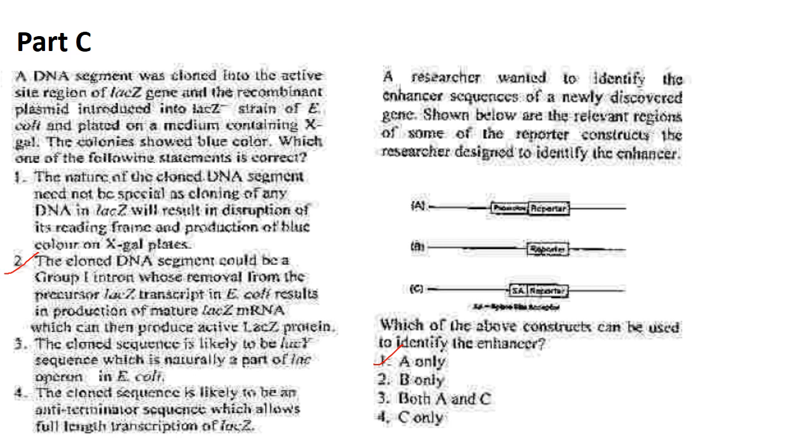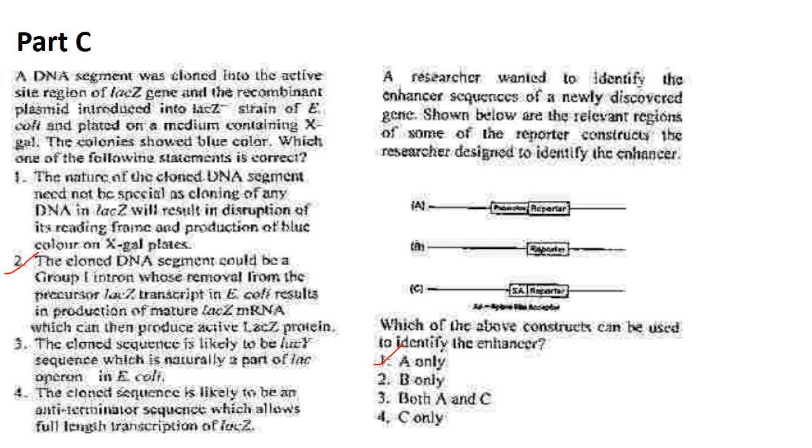Then next one. A DNA segment was cloned into the active site region of LAC-Z gene and the recombinant plasmid introduced into LAC-Z minus strain of E. coli and plated on a medium containing X-gal. The colonies showed blue color. Which one of the following statements is correct?